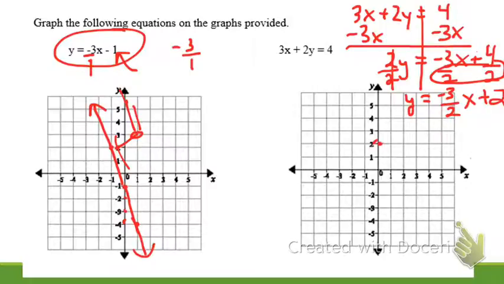So I'm going to go down 3 to the right 2, or up 3 to the left 2. It should line up either way. Okay, so that's the single skill for graphing lines that you need to be able to do. If you can't do this one, go back to your Khan Academy and do that practice, because you're going to be in trouble.